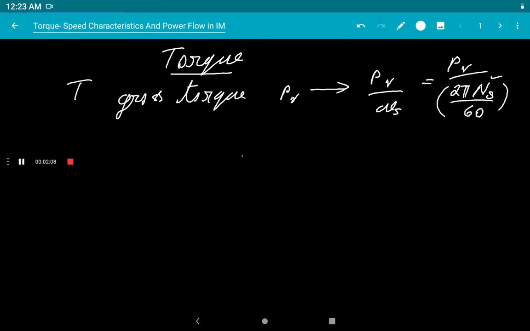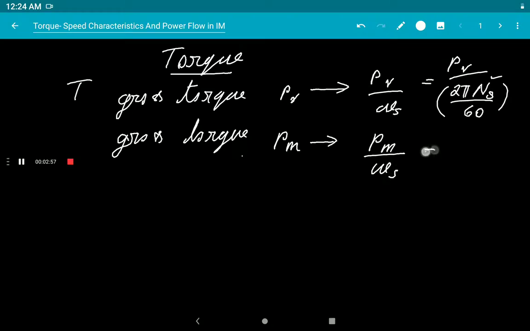We take the synchronous speed for getting gross torque, because the rotational frequency is the same as our input frequency, so we take the synchronous speed as the input speed. When the motor starts running, the gross torque can also be produced due to the output power on the shaft, which is the mechanical power PM, the output of the rotor. So we can write torque equals mechanical power divided by omega.